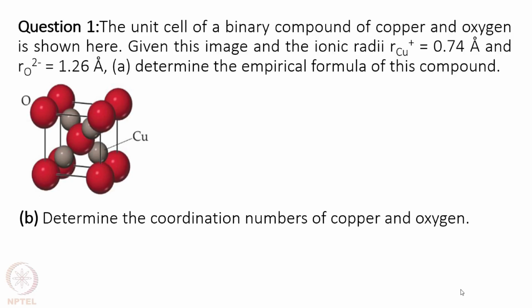The question is: the unit cell of a binary compound of copper and oxygen is shown here. Given this image and the ionic radii of copper as 0.74 angstrom and oxide as 1.26 angstrom, determine the empirical formula of this compound.